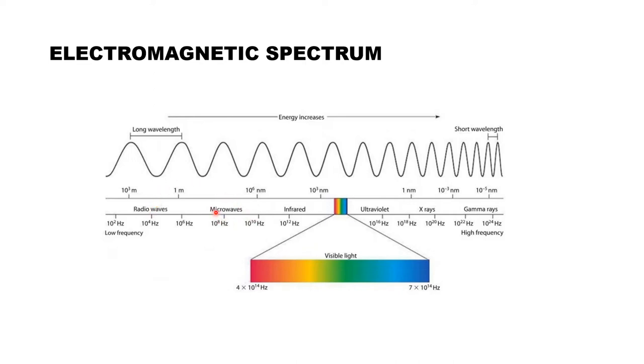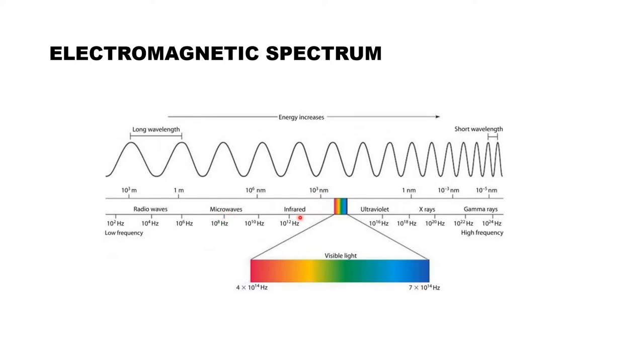The next one is microwaves. Microwaves have a little higher frequency compared to radio waves. Microwaves are mostly used to detect the directions of moving vehicles, and they are mainly used in radar functions. The function of radar is to find the location of a missing satellite. We use microwaves for this, and also for tumor treatment we can use microwaves.